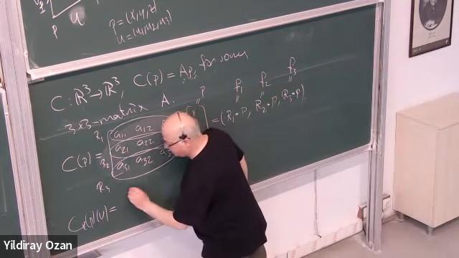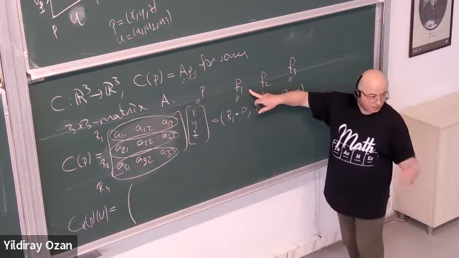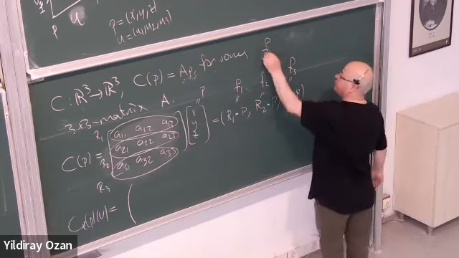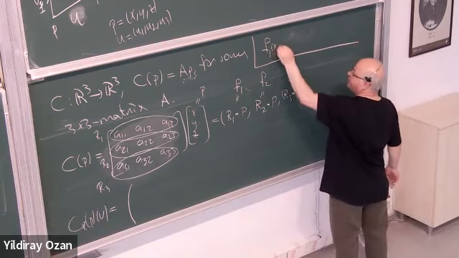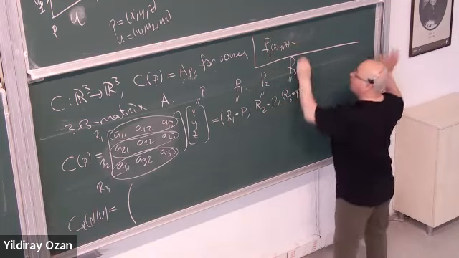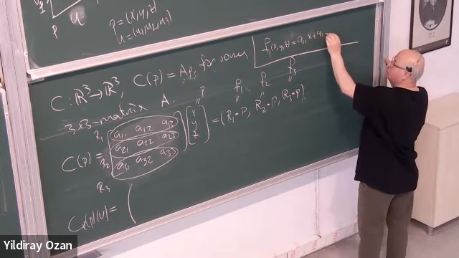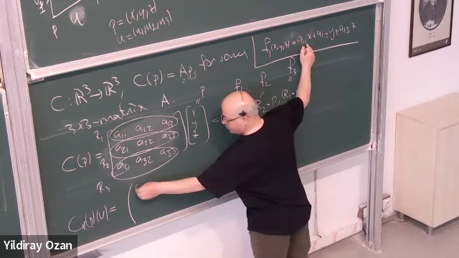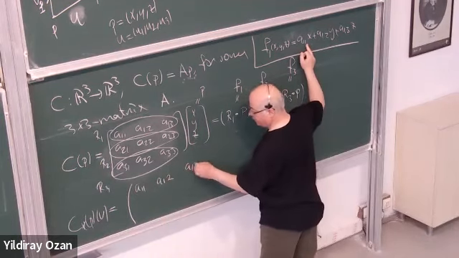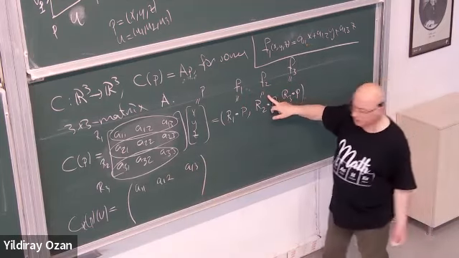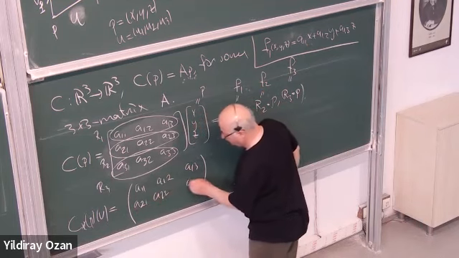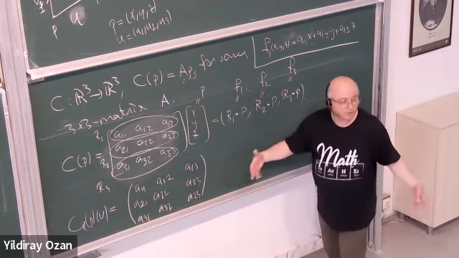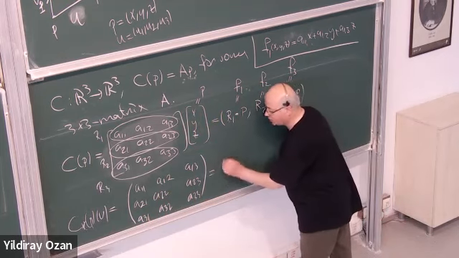What is C star then? Well, I have to take the gradients of these functions. What is F1? F1 of X, Y, Z is just what? A11 times X, A12 times Y, A13 times Z. What is the gradient of this? Well, it is just the X derivative, Y derivative, Z derivative. And then you do the same thing for this one, A21, A22, A23, and for the third one, A31, A32, A33. So the Jacobian is nothing but A.